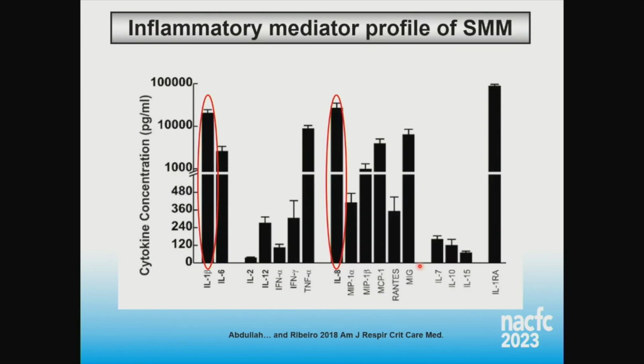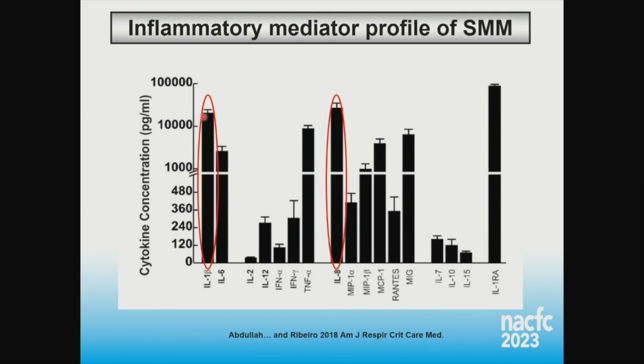Now, as I said, SMM comes from highly infected and inflamed CF lungs, and SMM is composed of a plethora of inflammatory factors from inflammatory cells, from epithelia, from everywhere. So we decided to address: can we use, in lieu of SMM, a defined inflammatory stimulus? Years ago, we addressed the inflammatory mediator profile of SMM.